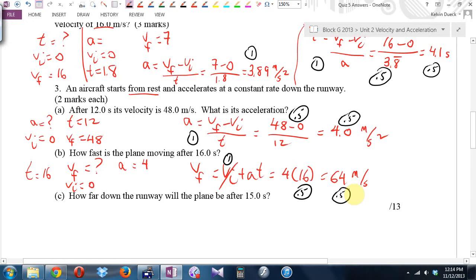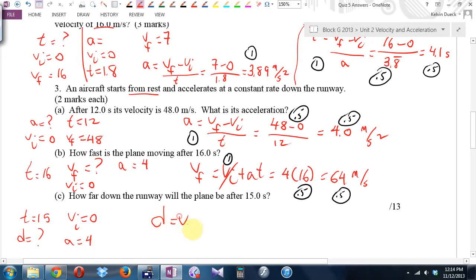How far will it be after 15 seconds? Okay, T is 15. D is, I don't know. VI still 0. A still 4. Do I know V final? No, I know V final after 16 seconds, but not... Oh, I don't need it.